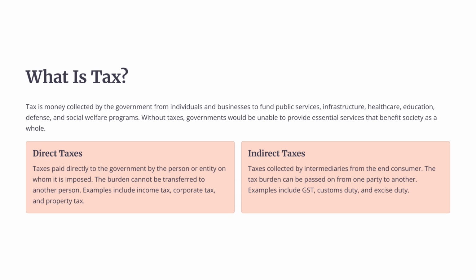Tax is money collected by the government to run the country. It helps fund public services, infrastructure, and national development. Broadly, taxes are divided into direct and indirect taxes.